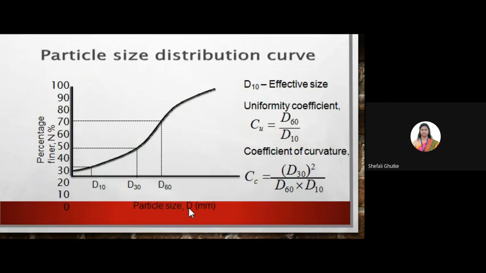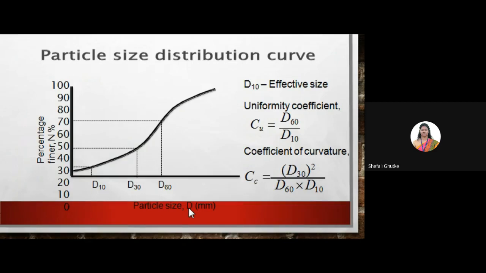This is the particle size distribution curve, in which particle size is represented on the x-axis and the percentage finer, that is N%, is represented on the y-axis. D10 is nothing but the effective size. D10 represents that 10 percent of the particles are finer than this size, and 90 percent of the particles are coarser than this size.